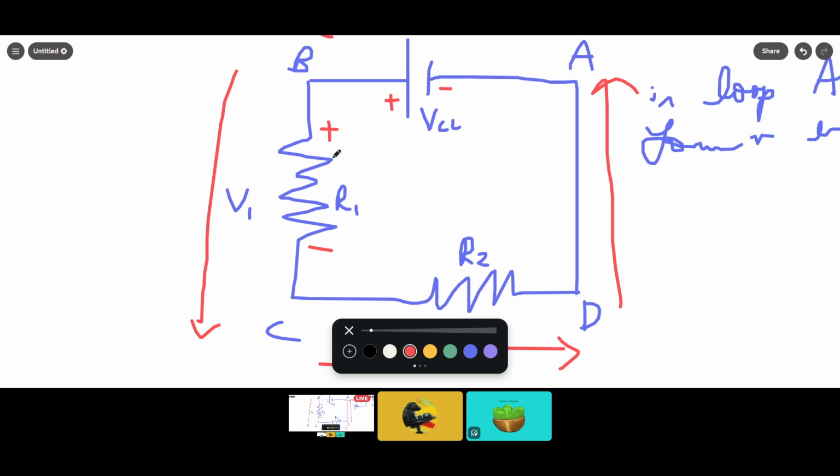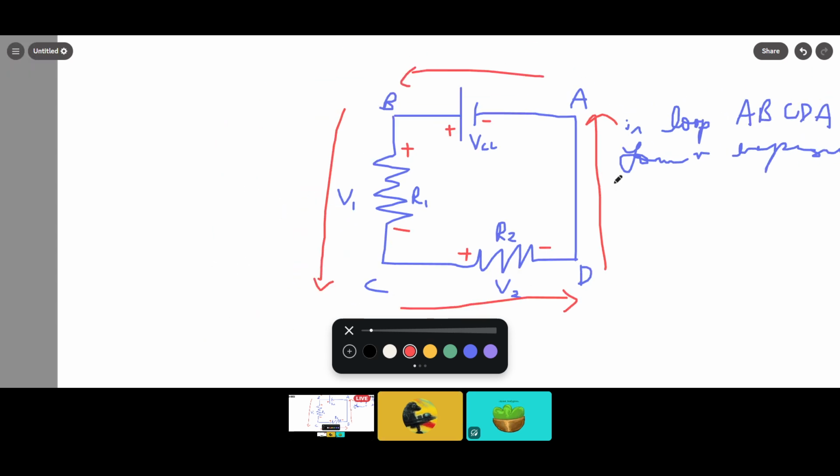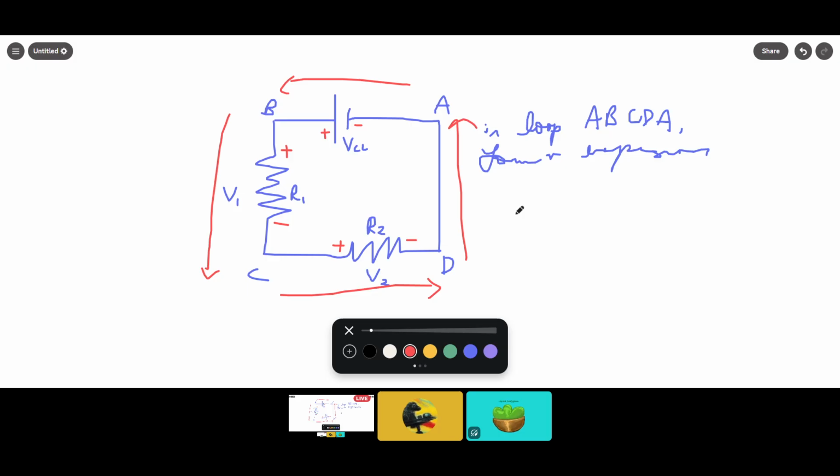Now we're following along, we enter a resistor, we enter plus, we exit minus. Then once we complete the loop, because it ends at A, we're done. But we haven't solved the question. The question is to form an expression. So how do we form an expression?